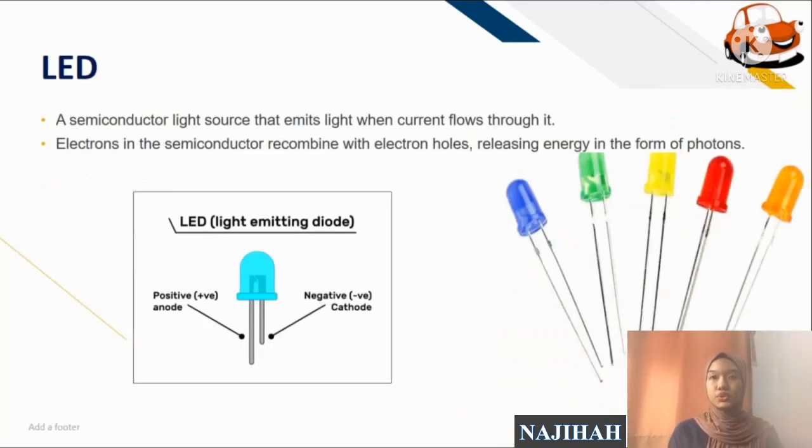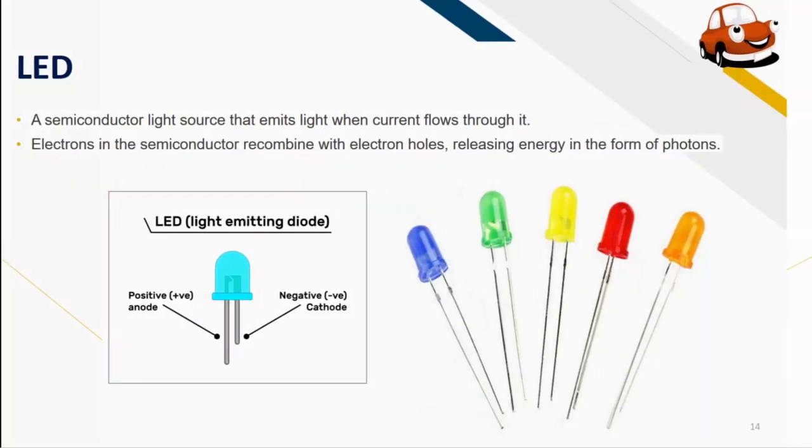Lastly, an LED is used as output that emits light when current flows through it. Electrons in the semiconductor recombine with electron holes, releasing energy in the form of photons.